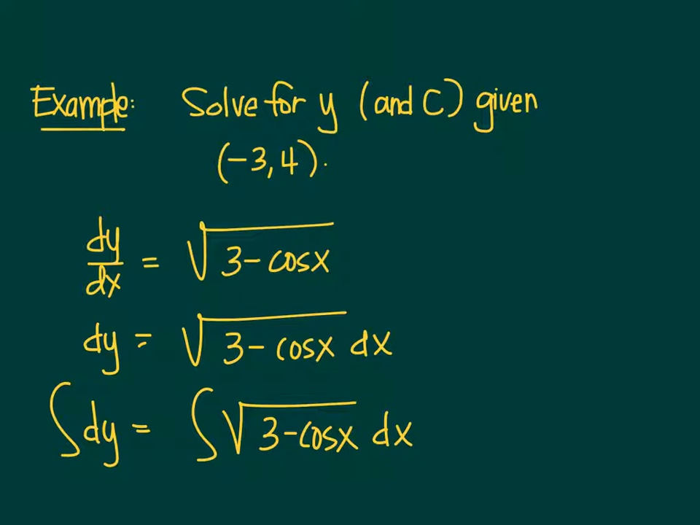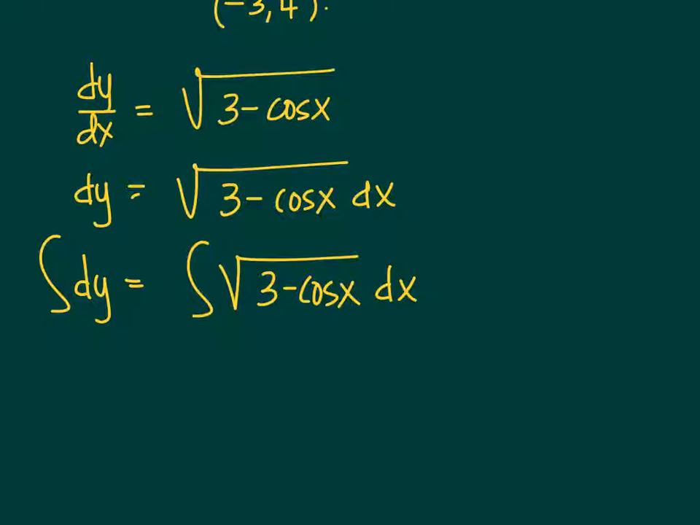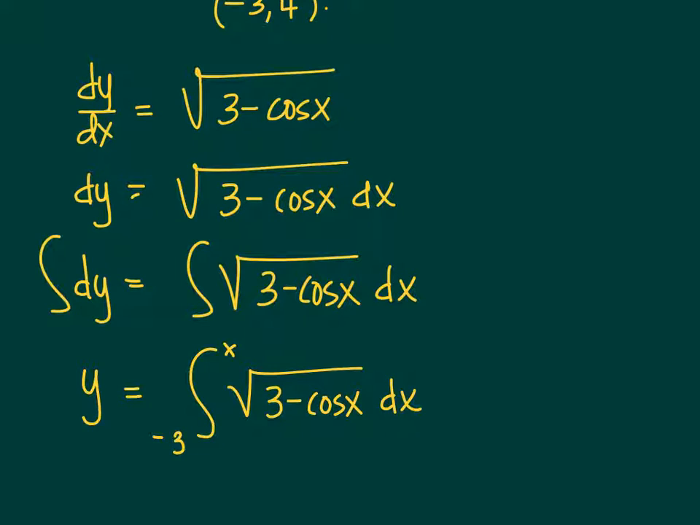All right, separate, integrate. Now that gives me y by itself. What will the lower bound of this expression be? -3. The upper bound is x of the square root of 3 minus cos x dx. So this problem is accumulating area beginning at -3. Plus, there's some c value that I'm starting with.